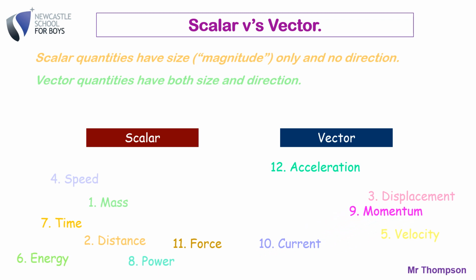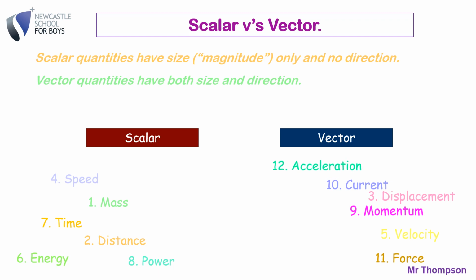And 9, momentum, which we'll learn about in a month's time, has a direction as well. It depends on which way you're going. Current is a vector quantity. We did that in electricity. You can have currents positive and minus, in different directions. And force, which we're also studying today, has size and direction. If you want to make a table, pause the video and make a table of scalar and vector quantities.